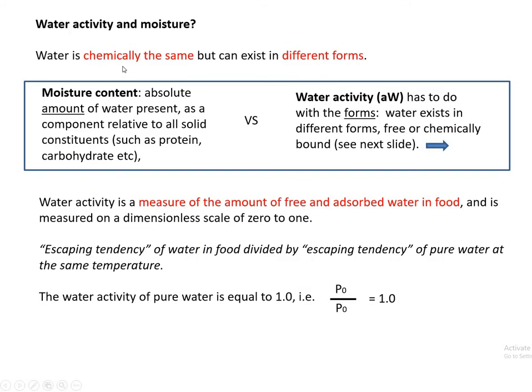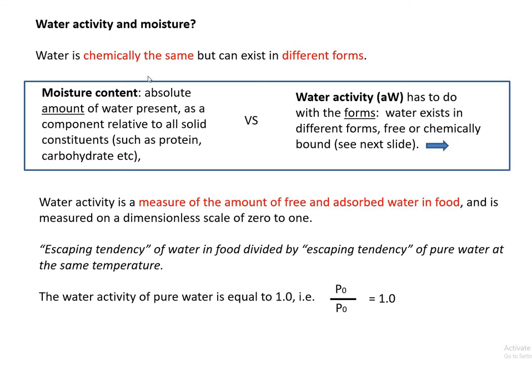Okay, so just to compare again, moisture content and AW. Water is chemically the same, but it can exist in different forms. By definition, moisture is the absolute amount, just the content of water as a component relative to all solid constituents like protein, fat, carbohydrates. So water is just an amount. Versus water activity, AW, this has to do with the forms, because water can exist in different forms. Water can be free, or water can be chemically bound.